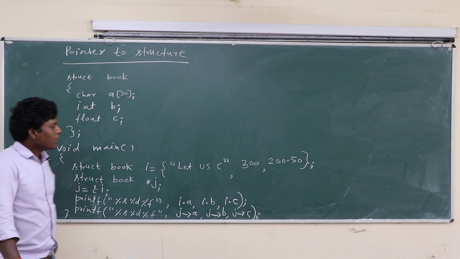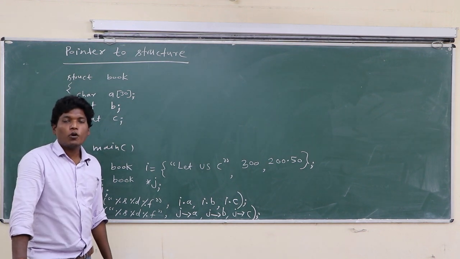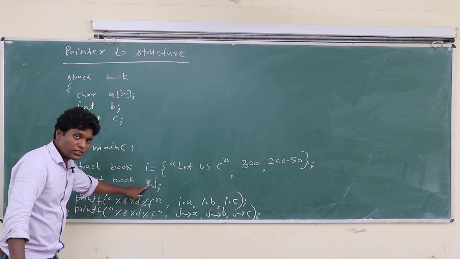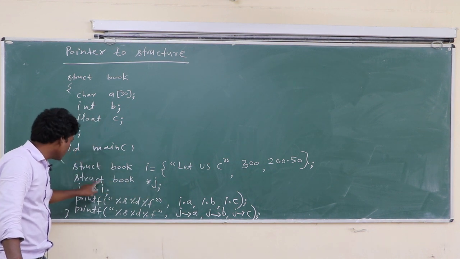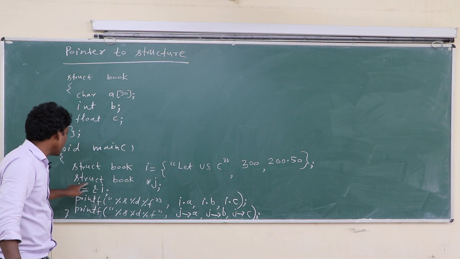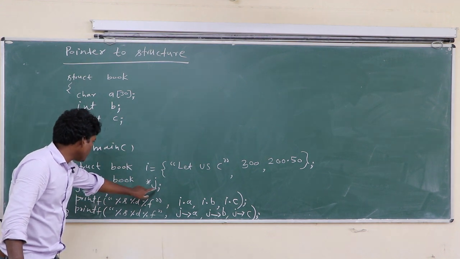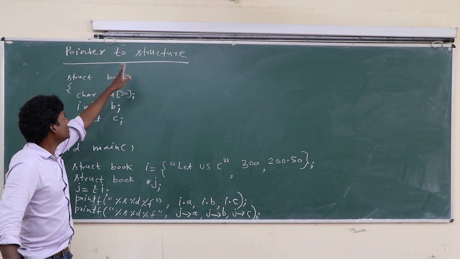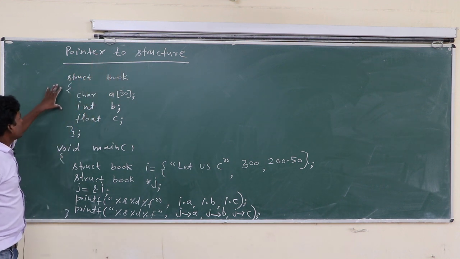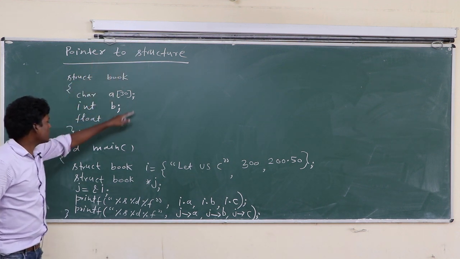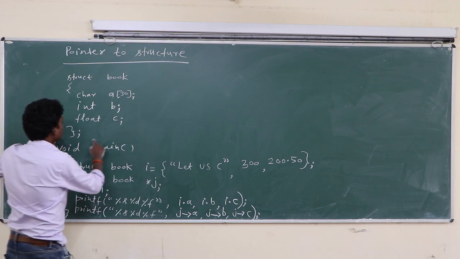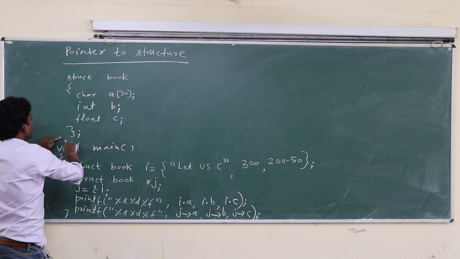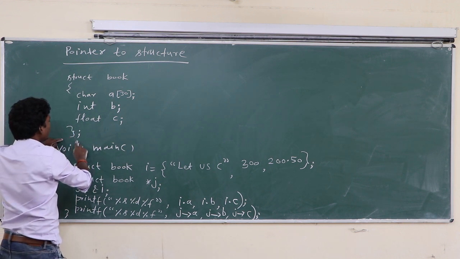Class, here pointer to structure. J is a pointer because there is an asterisk, and pointer to structure. Struct book is a data type of structure. So j is a pointer to structure. Class, there is a book. This is the new data type. This is the structure data type.